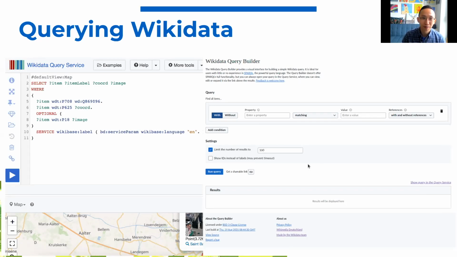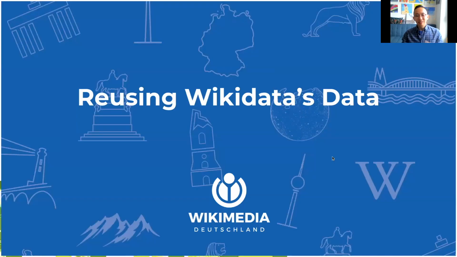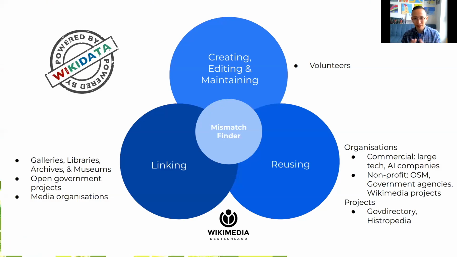So having 100 million items on Wikidata, if there's no way to query them, no way to reuse them, what is it for, right? So over the past more than 10 years or so, we have observed that there are essentially three big groups of spaces that are contributing to Wikidata.